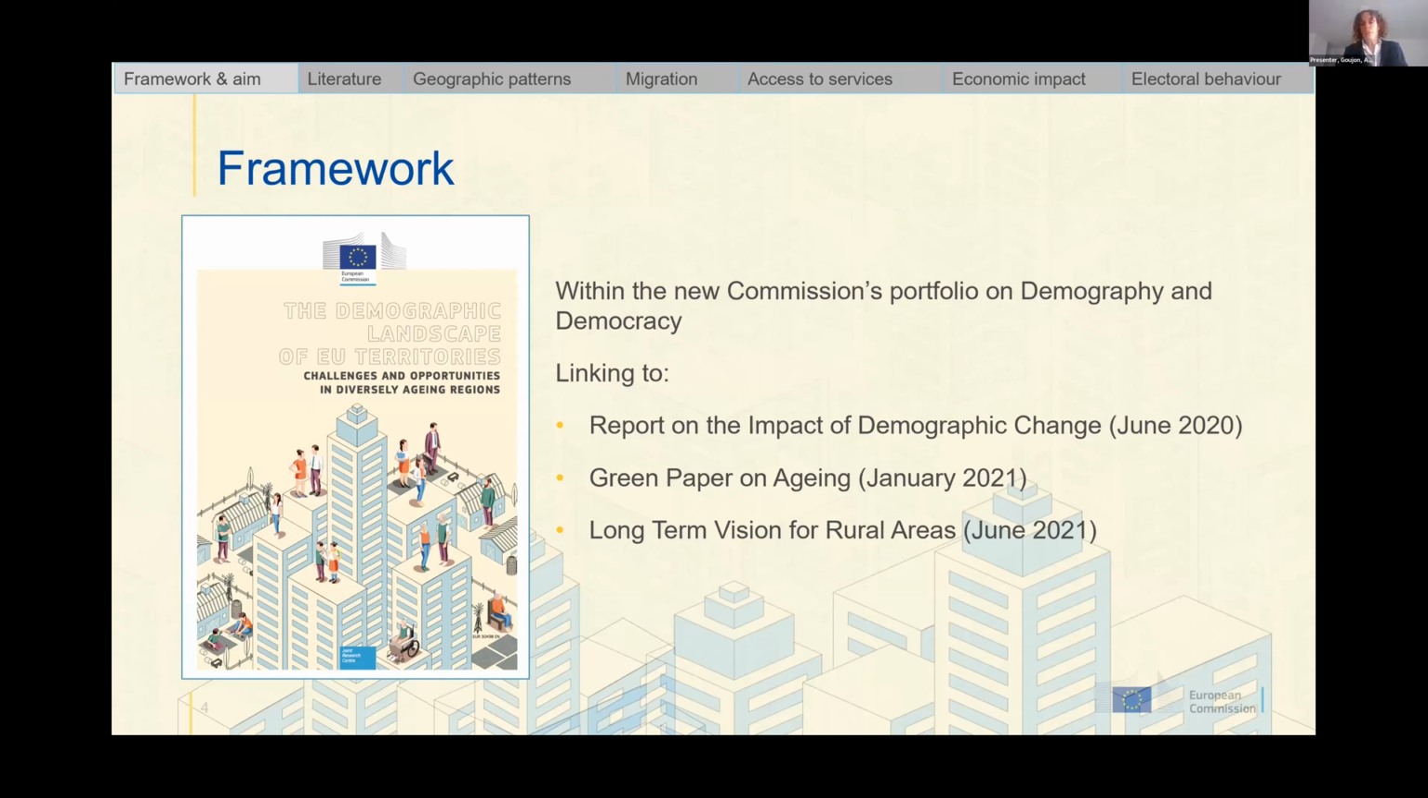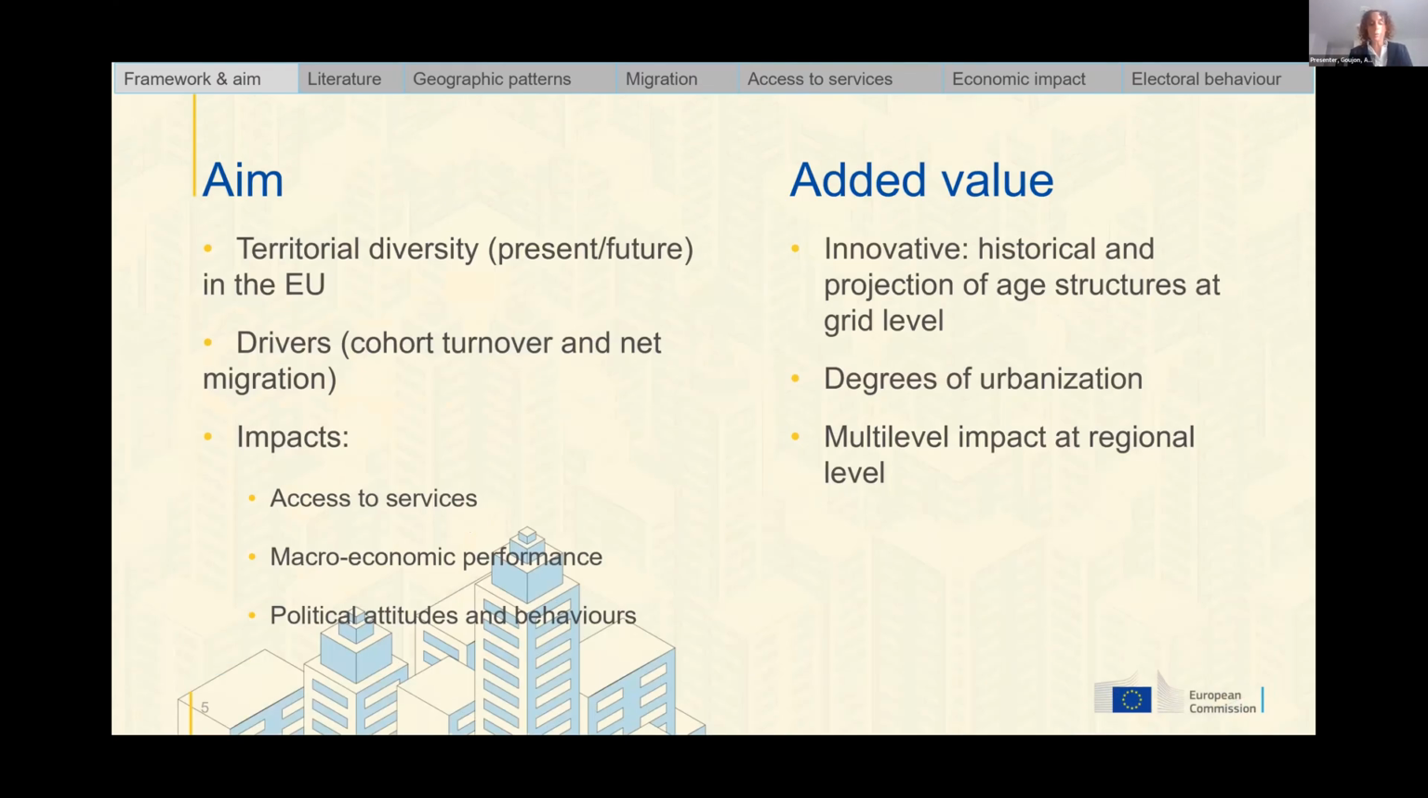So the presentation that I'm doing here is very linked to different exercises that I've listed here, and that were also mentioned yesterday: the report on the impact of demographic change, the green paper on aging. A green paper is a document published by the Commission to stimulate discussion on a given topic. And the long-term vision for rural areas, and there are many more to come in the future.